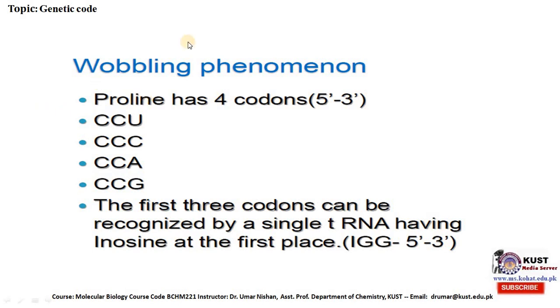The first 3 codons can be recognized by a single transfer RNA having an I sign at the first place, IGG 5' to 3'.